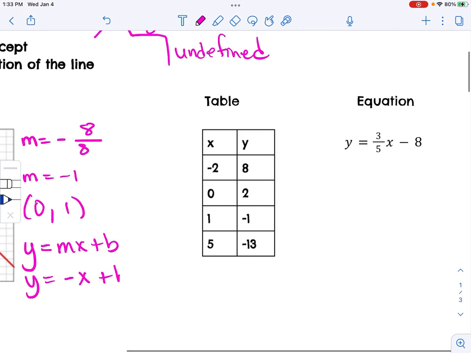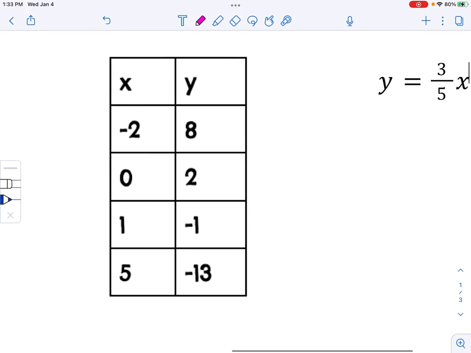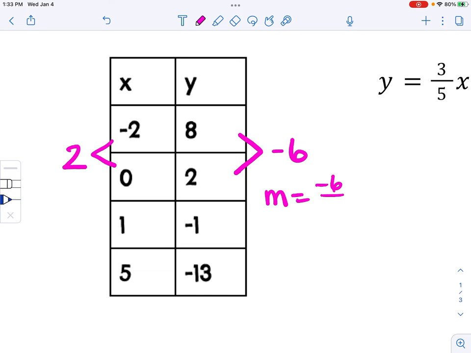If I have a table, I look at here. It's going from 8, it goes down to 2, so it went down 6. Right here, it went down, no, it went up 2. So that would come out to be -6 over 2, which is -3. Now, right here is my y-intercept.